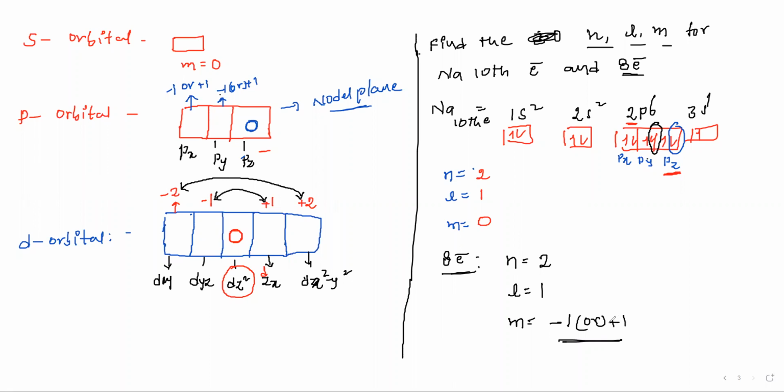-1 or +1. Okay, did you understand this one, everyone? And here you have to remember important points. In 10th class they did not give about the pz value being 0 and dz square value being 0.